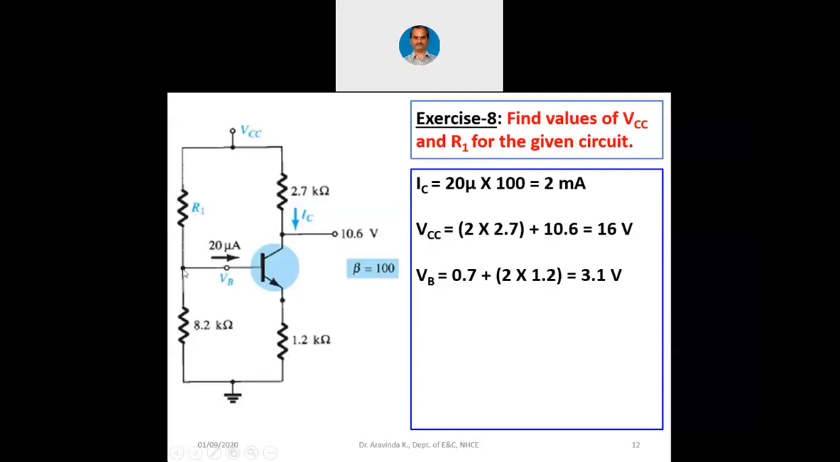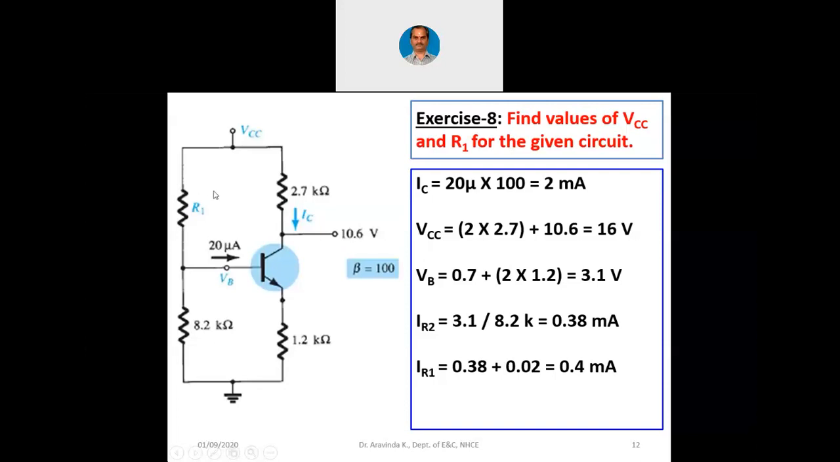Now when we find VB as 3.1 volts, we can find IR2. The current across R2 is 3.1 divided by 8.2 kilo ohms, that is 0.38 milliampere. Now we can add this 0.38 milliampere plus 0.02 milliampere. 20 microampere is nothing but 0.02 milliampere. So this current and the current across R2 is going to be the current through R1. So IR1 is 0.38 plus 0.02, which is 0.4 milliampere.